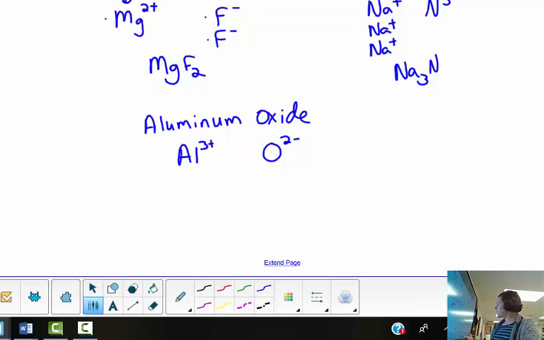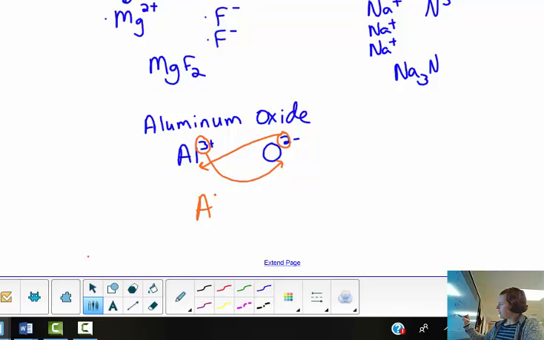Here's a super easy trick, and this works every time, and you can use it for all of these, okay? This is what I like to call the charge flip trick. The number from here becomes the little number down below here, and the number here becomes the little number down here. So that means Al gets the 2, and O ends up with a 3. See that, Al2O3, and that is aluminum oxide. And that would be correct.